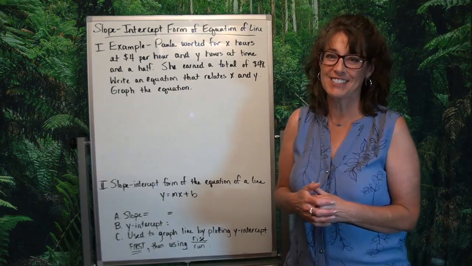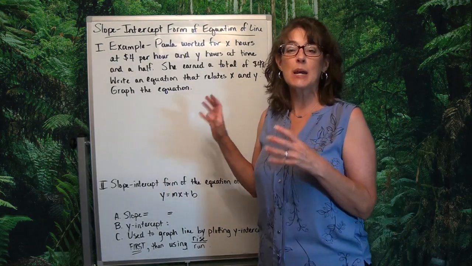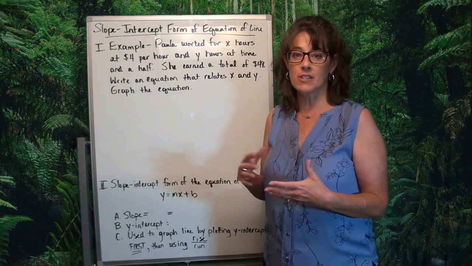Okay, but what I am addicted to is the slope-intercept form, the equation of a line, and I'm going to turn you around to it. So let's first take an example, a real-world example, so we can see where something like this would be useful.